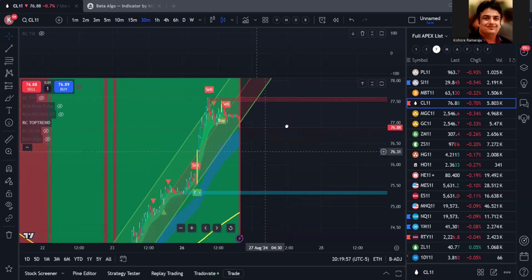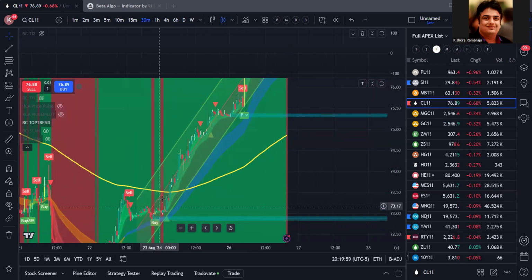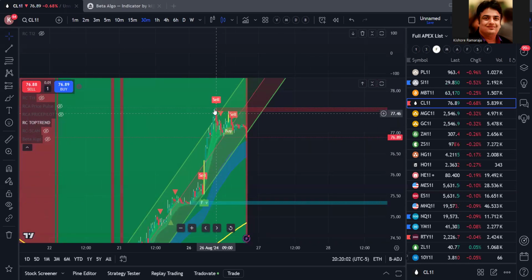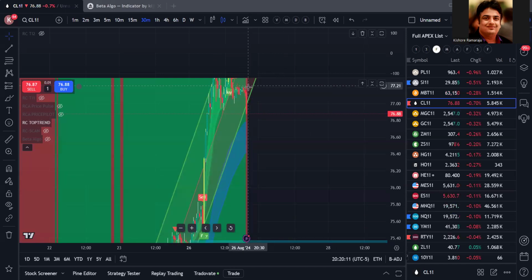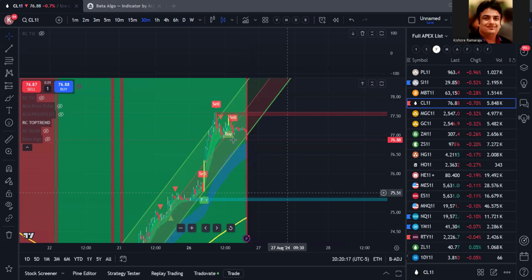It went all the way from the bottom. You got a buy, went all the way to the top. Again did a double top and then a sell signal. You have the red background. So minimum it will come and touch the swing cloud. If it breaks the swing cloud, it can come all the way till 75.5.